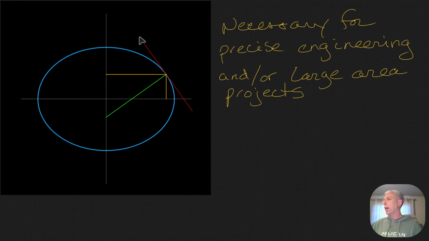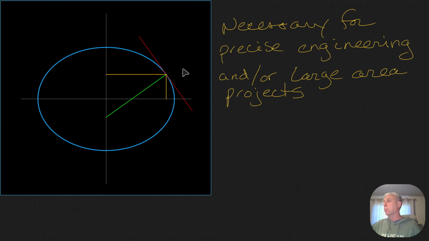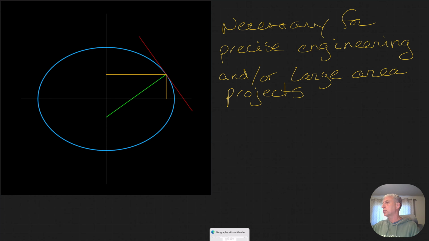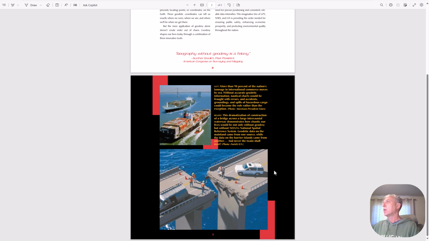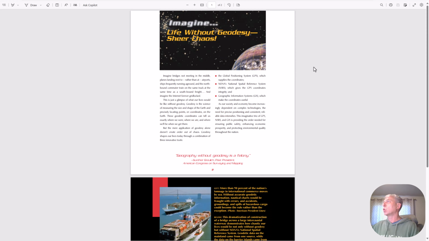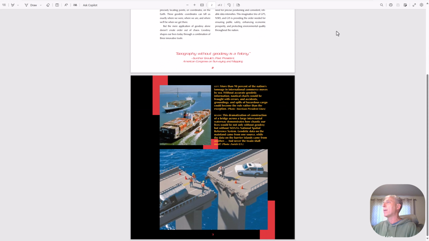And I posted a little article. It's very little. It's like a couple paragraphs, but it has a really neat picture. Let's see. I have it posted. There we go. So, life without geodesy, sheer chaos. And it talks about, in a nutshell, the kinds of problems that could happen if we don't consider the ellipsoid in engineering projects.